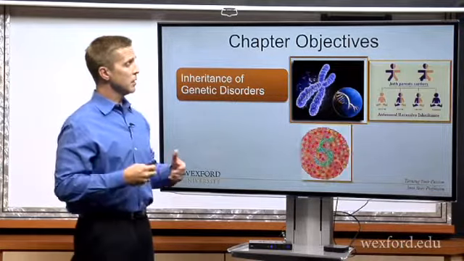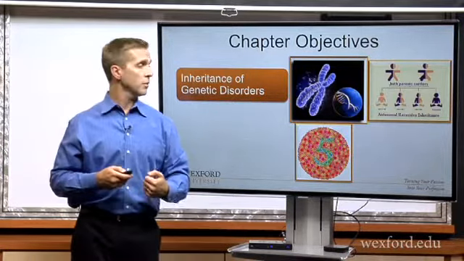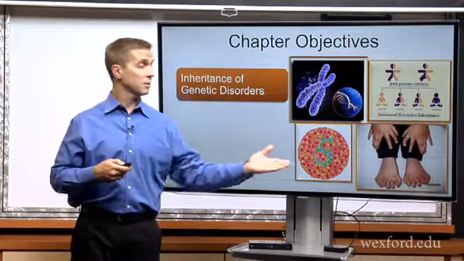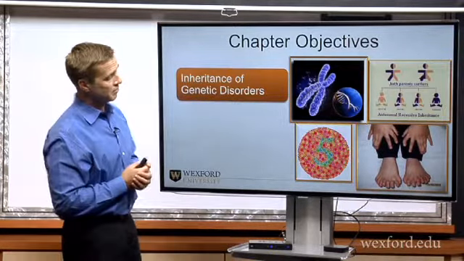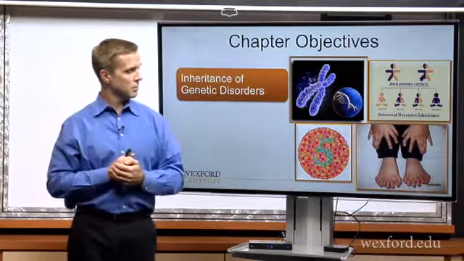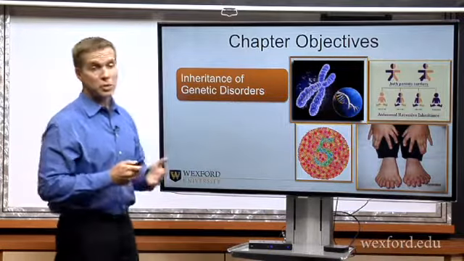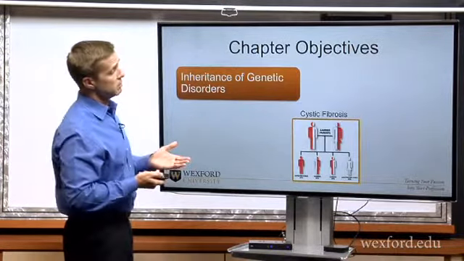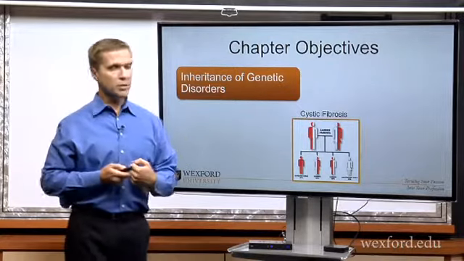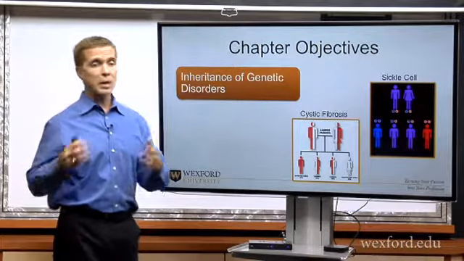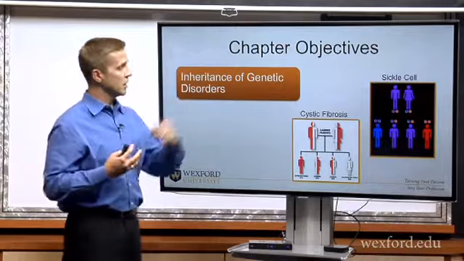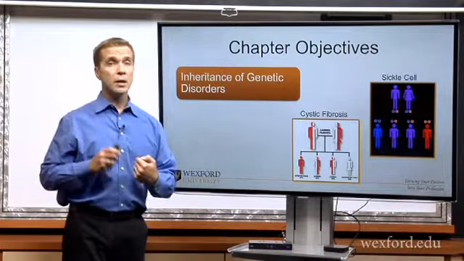So it could be something as benign as colorblindness, or something more obviously, I'm going to say dramatic, such as that picture. Or it could even be something like cystic fibrosis or sickle cell anemia. So lots of things to talk about as far as inheritance of genetic disorders.